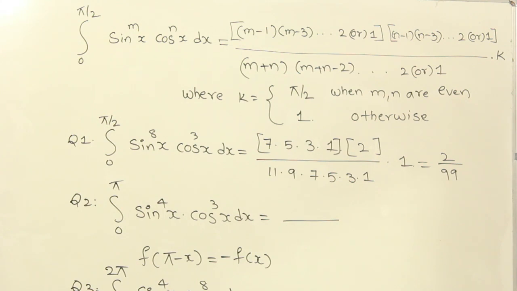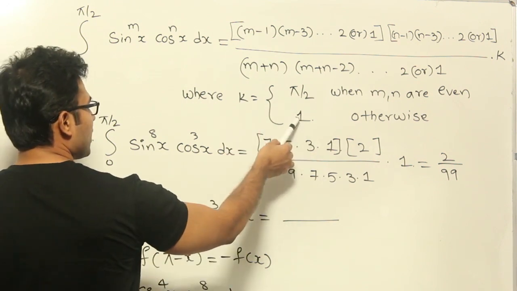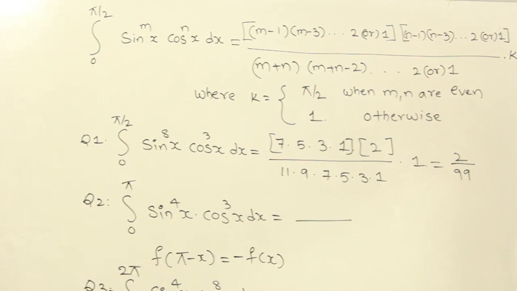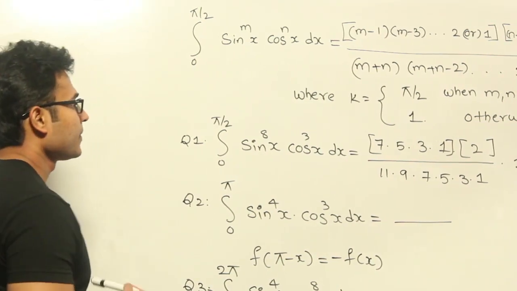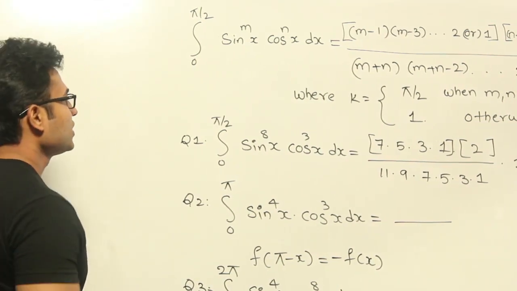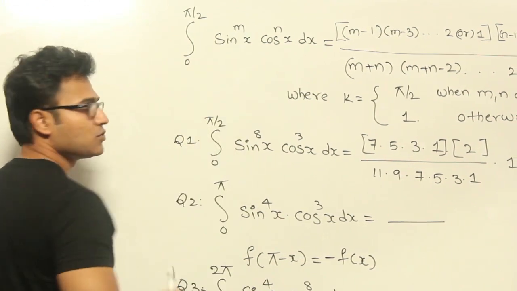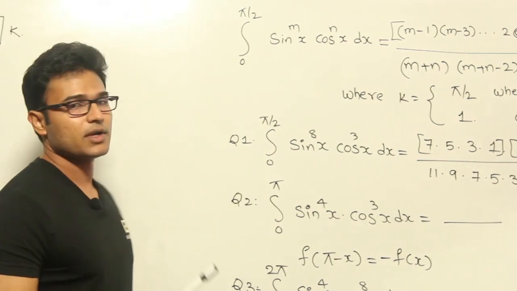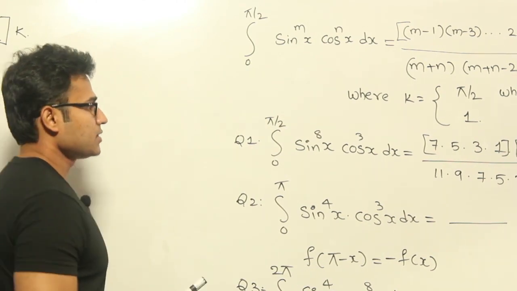Finally you have to multiply with k, and that k is going to be pi by 2 when m and n are both even, and k is going to be 1 in any other case, which means one is even and one is odd, or both are odd. One more thing you should be careful about, in this example or the previous one: the power has to be a positive integer, so we cannot apply this formula whenever m or n is a negative integer. Got it?